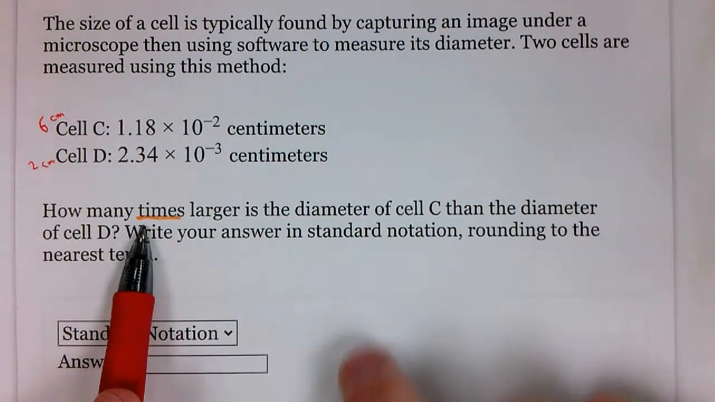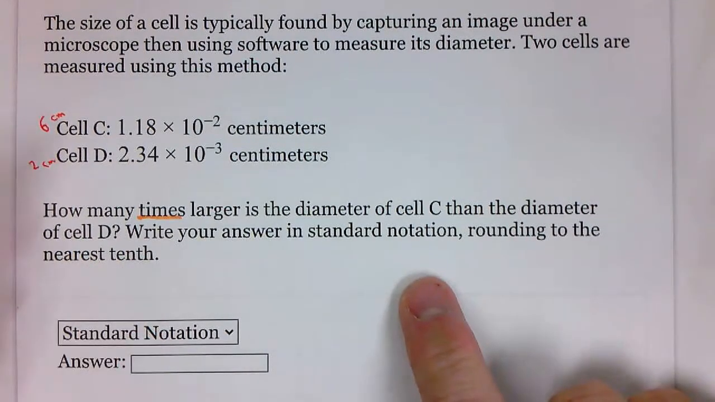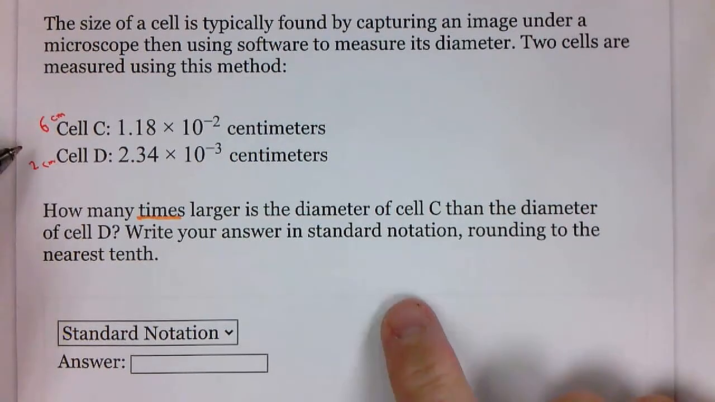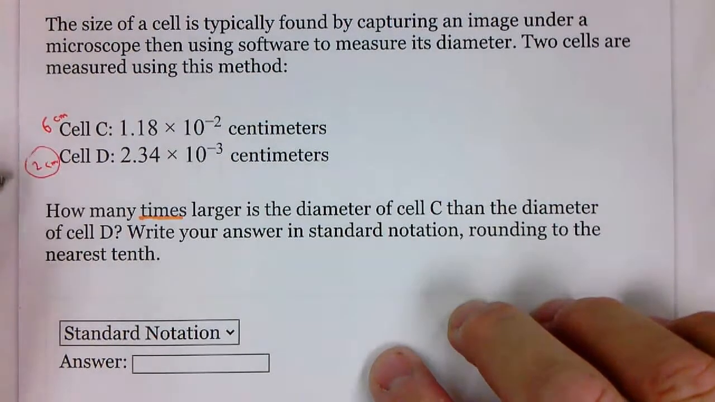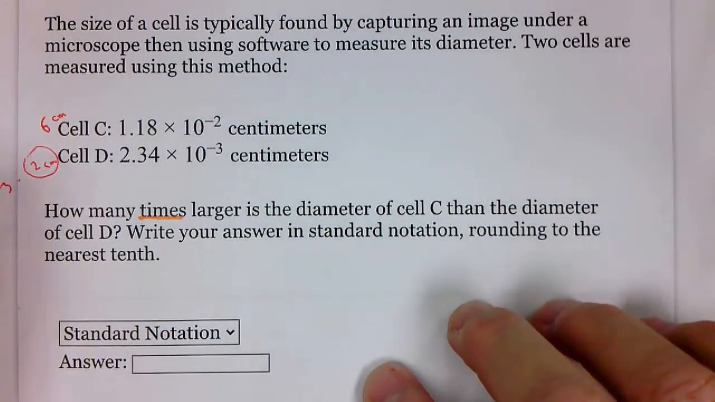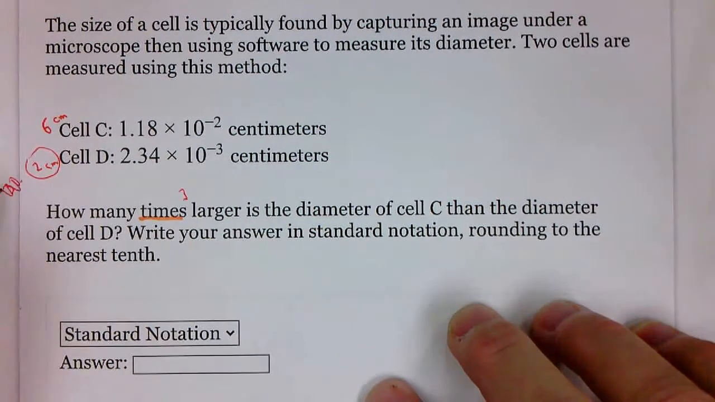How many times larger is cell C than the diameter of cell D? How many times larger is 6 than 2? Well, 6 is 3 times 2, right? The answer is 3. It's 3 times larger, right?